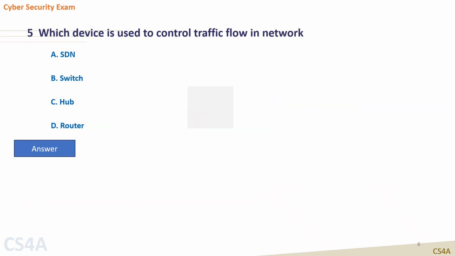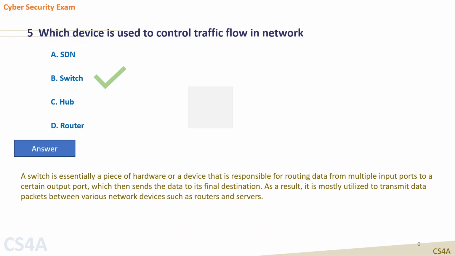So here the question is, which device is used to control traffic flow in a network? Here the keyword is in network. It's not across the network. So here the options are SDN, software defined network, switch, hub and router. Since the question says in the network, switch is the correct answer. Why is hub not the correct answer? Hub won't control traffic. It just broadcasts all the packets to all the devices. So switch only controls traffic flow in the network. So option B is correct. A router is not the correct answer, because this is within the network. If the question says across the network, then router is the correct answer. So here the option is B, switch.